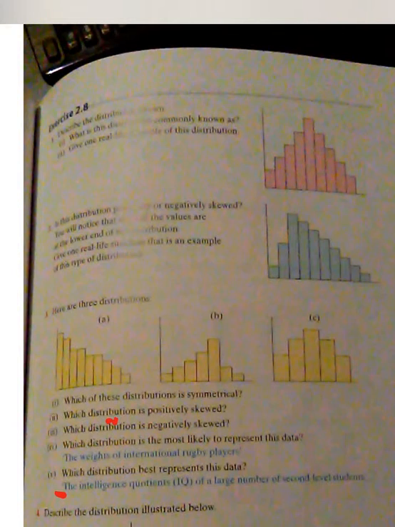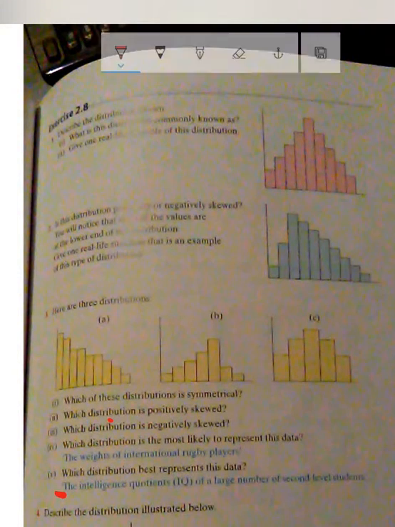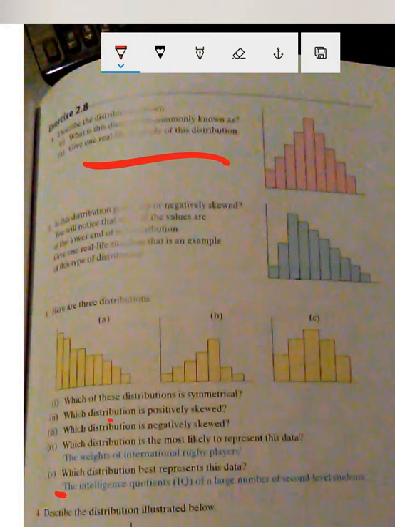So let's have a look at these questions and answer them. The first one is asking what this type of data is commonly known as. Well, it's symmetrical, and we know it as the normal distribution. This one here, we can say it's positively skewed because most of the data is here and very little of it is up here. Which one of these distributions is symmetrical? You would say C is symmetrical.